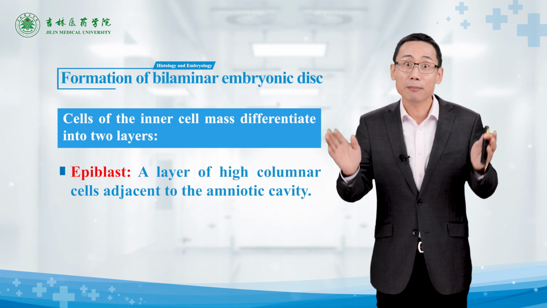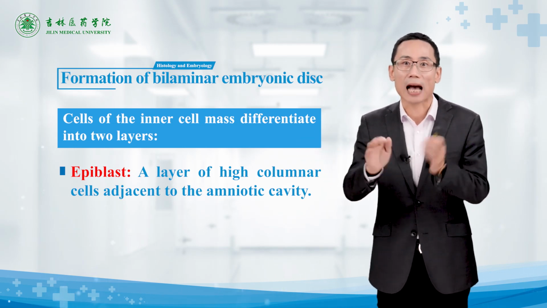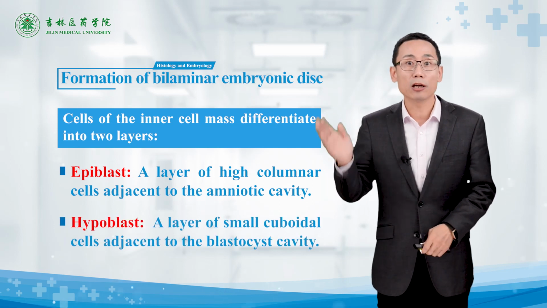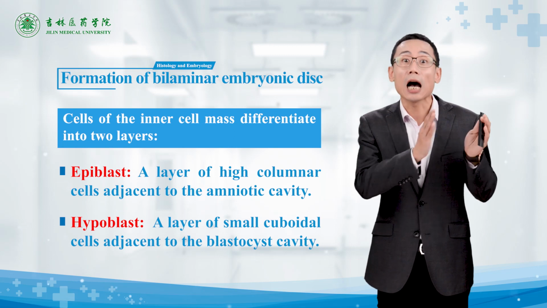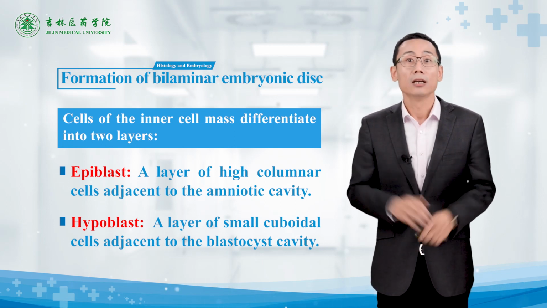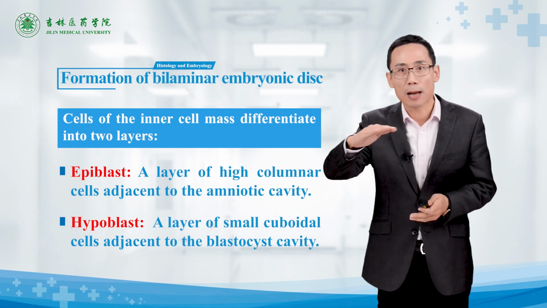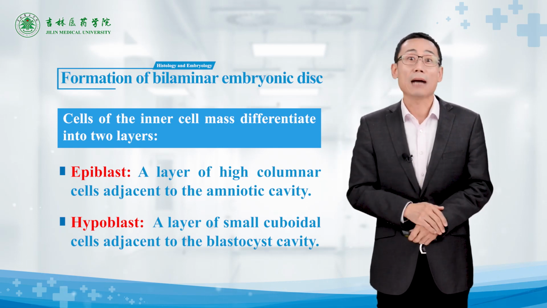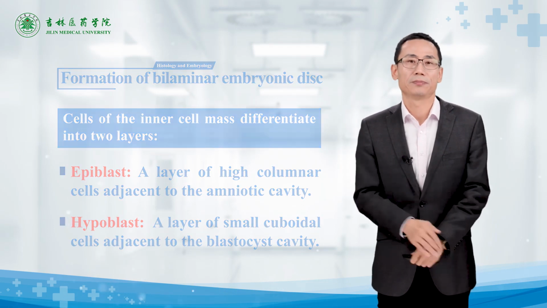A layer of columnar cells adjacent to the trophoblast is the epiblast, and a layer of cuboidal cells near the cavity side of the blastocyst is the hypoblast. The two layers are close to each other, with a basement membrane between them. The embryonic disc is the primordium of human development.